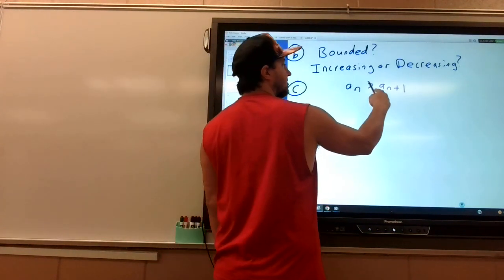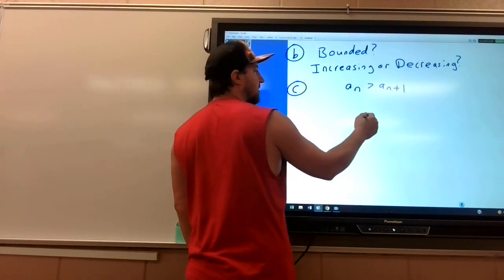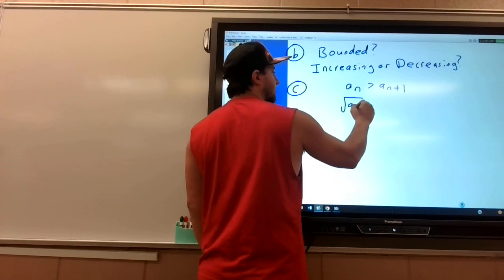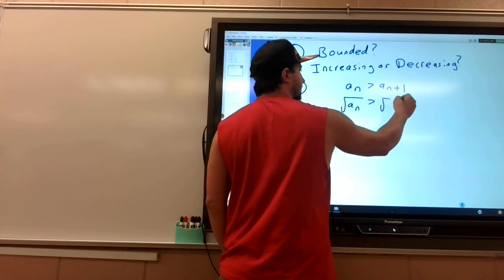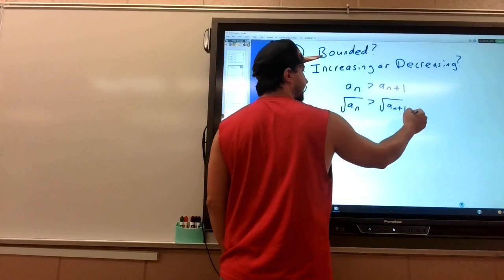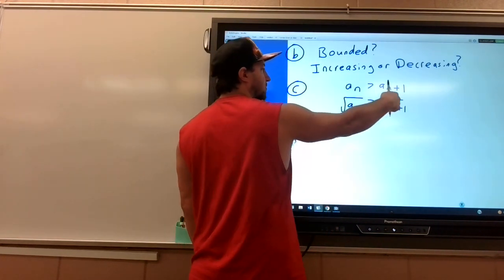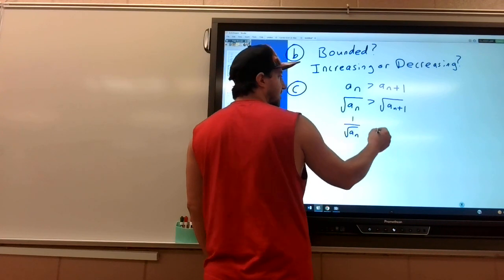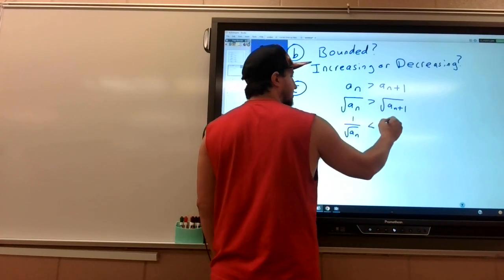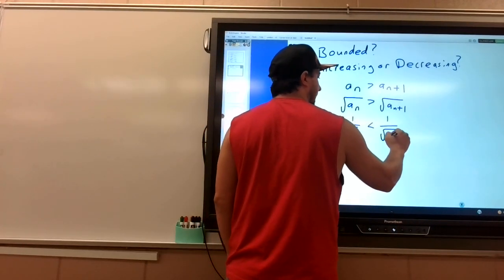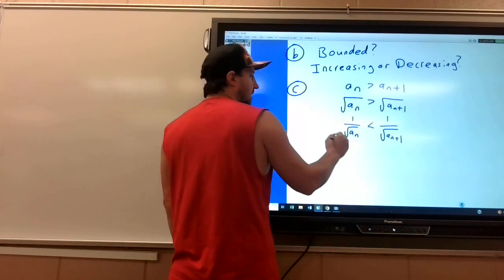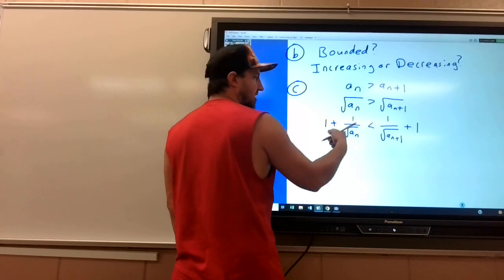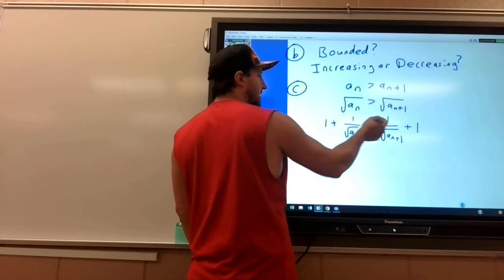So I have a sub n is greater than a sub n plus 1. What we want to do is work on this to make it look exactly the same as our original. So we're going to start by square rooting both sides. This, as you recall, was flipped upside down, so 1 over the square root of a sub n. Remember, when you flip it, it changes the sign. I need to add 1 to both sides. I can do this because I'm adding the same thing to both sides. It doesn't affect the sign.